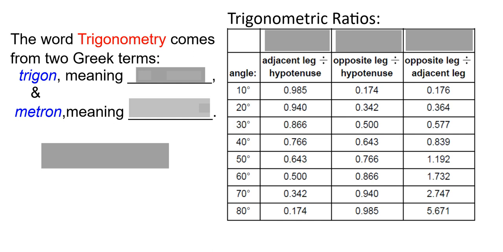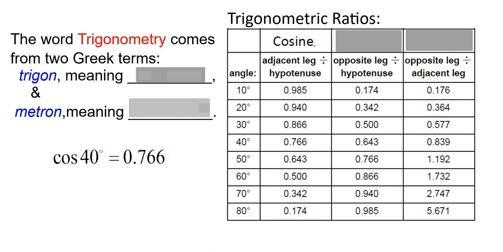Well, these ratios that we worked with last time, adjacent leg over hypotenuse, opposite leg over hypotenuse, opposite leg over adjacent leg, those are called trigonometric ratios. And each of the trigonometric ratios has a name. We call the adjacent leg divided by hypotenuse ratio the cosine. We call the opposite leg divided by hypotenuse sine. And we call the opposite leg divided by the adjacent leg tangent. So those are their names, and they're called trigonometric ratios.